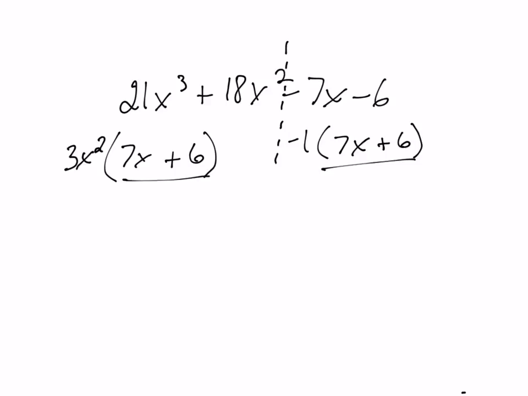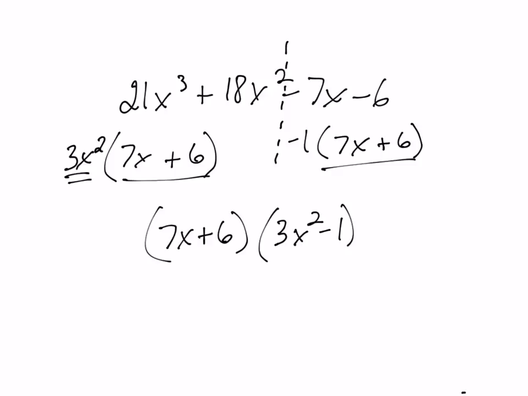Because those binomials are the exact same, they make up the first binomial in the factorization, and then 3x squared minus 1 makes up the second binomial. And then we have it.